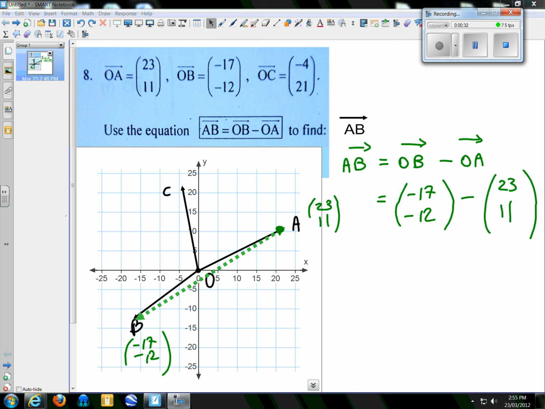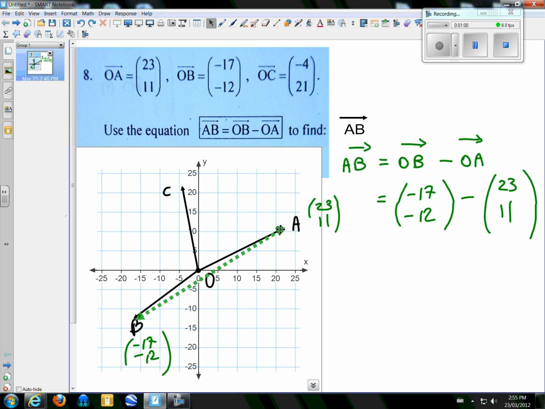You are given three vectors, and I've drawn them for you. And then we are to use those three vectors to solve this equation, AB equals OB minus OA. We're to use that equation to find vector AB. So vector AB starts at A, in this heavy green dot, and goes over here to B. So you're to use this equation to do that. So that's what we're going to start off by doing.